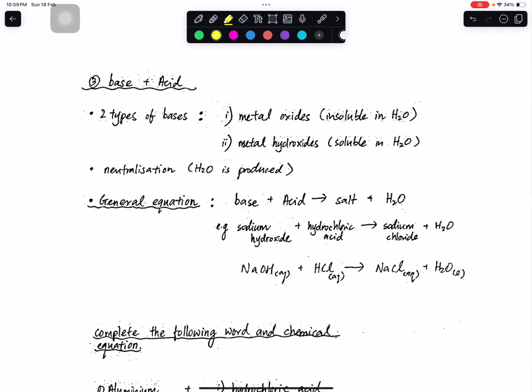Okay, so students, now let's come to the last reaction. We're going to talk about your base plus acid. When it comes to your base plus acids, generally there are 2 types of bases. One is a metal oxide, one is a metal hydroxide. Let me give you some examples. Metal oxides will be things like Na2O, MgO. Metal hydroxides will be things like NaOH and Mg(OH)2. The only difference here is that some of them are soluble, some of them are insoluble. But nonetheless, whichever reacts with acid will give you a neutralization reaction.